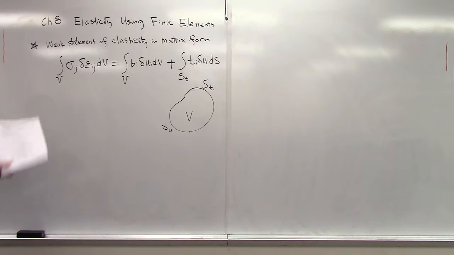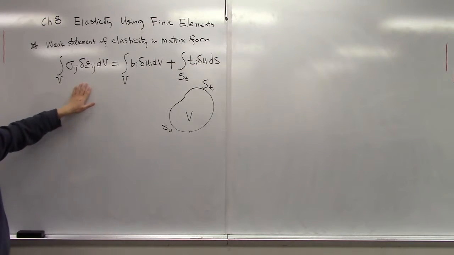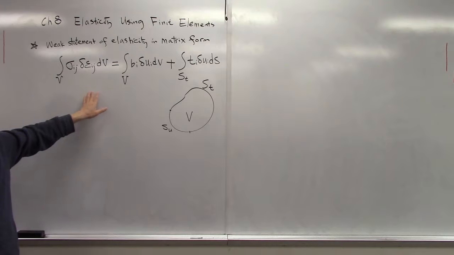All right. So this is the weak statement of elasticity, but right now it is in index form. And also, let me ask you, how many equations does this represent?